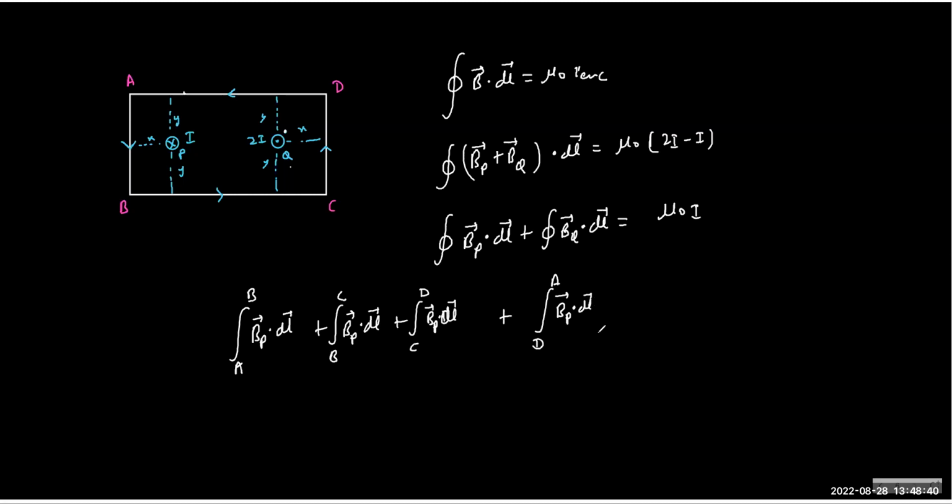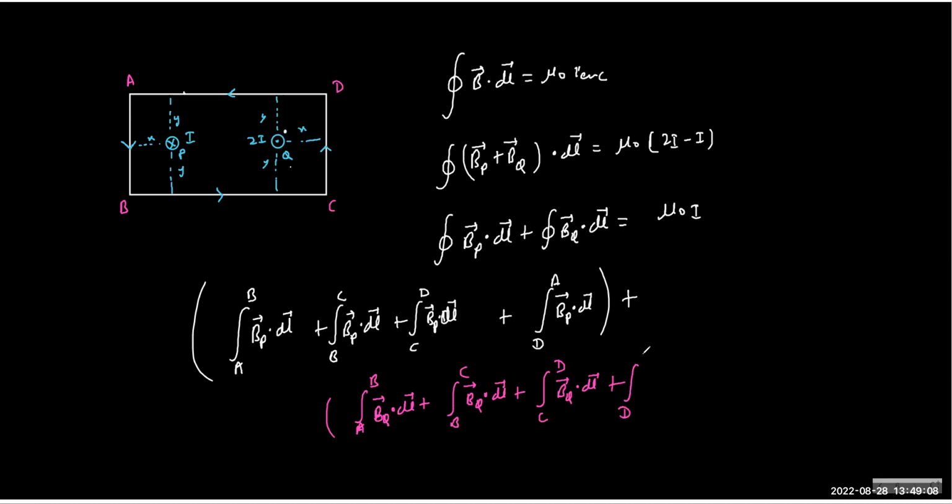Similarly, we can do it for the Q as well, right? Yes, sir. So we can write A to B, BQ dot DL, B to C, BQ dot DL, C to D, BQ dot DL, and then D to A, BQ dot DL. And that is equal to mu naught I.